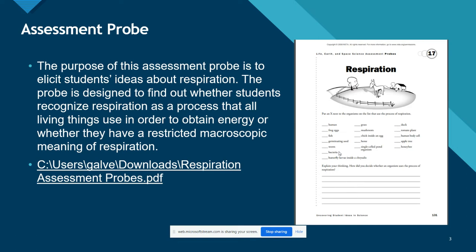The assessment probe is called respiration. In this assessment, students had to place an X on each organism in the list that uses the process of respiration, and then explain their thinking about how they decided. The purpose of this probe is to elicit students' ideas about respiration. It is designed to find out whether students recognize respiration as a process that all living things use to obtain energy, or whether they have a restricted, microscopic meaning of respiration.